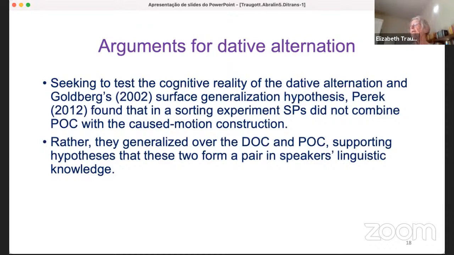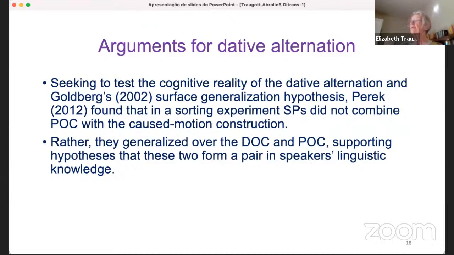Now, that's the kind of hypothesis that is testable, because it's about modern English. So Perak, in 2012, published a paper about a sorting experiment he did to find out whether speakers combine park with a cause motion construction or whether they combine it with the dock construction. So he found that they generalized over the dock and the park, not over dock and cause motion. And that supports the hypothesis that these two form a pair in speakers' linguistic knowledge.